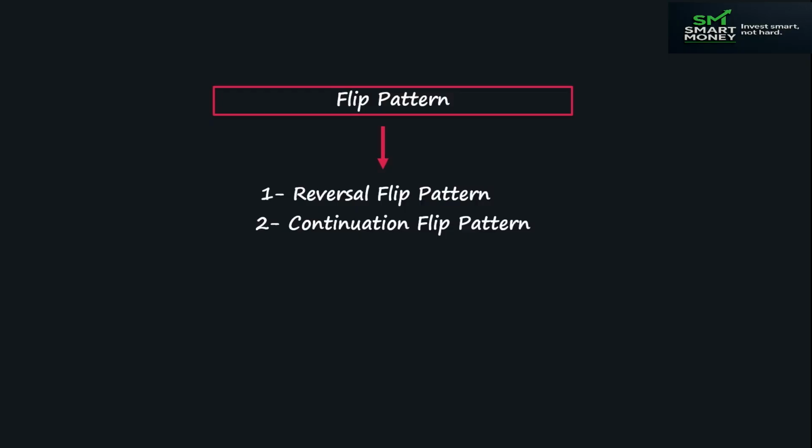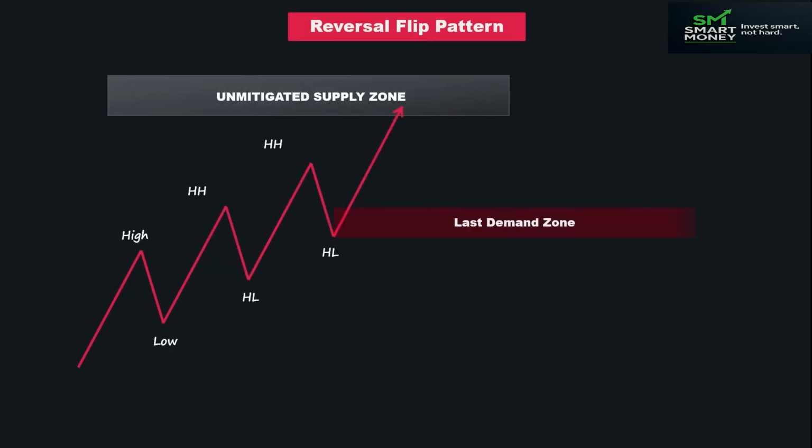Now let's see how we can identify a reversal flip pattern. Let's imagine we have a bullish market where the price is consistently forming higher highs and higher lows. In order to identify a valid flip pattern, there are several key criteria to consider. Firstly, the price should experience rejection from a higher time frame supply zone. Next, it should retest the last demand zone and be driven upward, displaying a rejection.